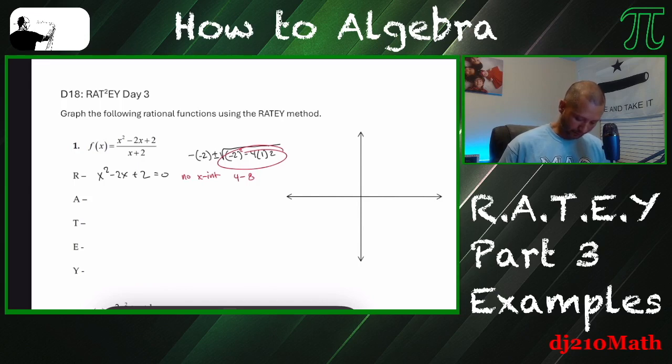Set the bottom equal to 0. We're going to get x is equal to -2. So there's a vertical asymptote at -2. We analyze to see if there's any square factors in the numerator and the denominator, and there's not. I couldn't even factor the numerator, so how could there be a squared factor in the numerator? So no. In the bottom, again, no.